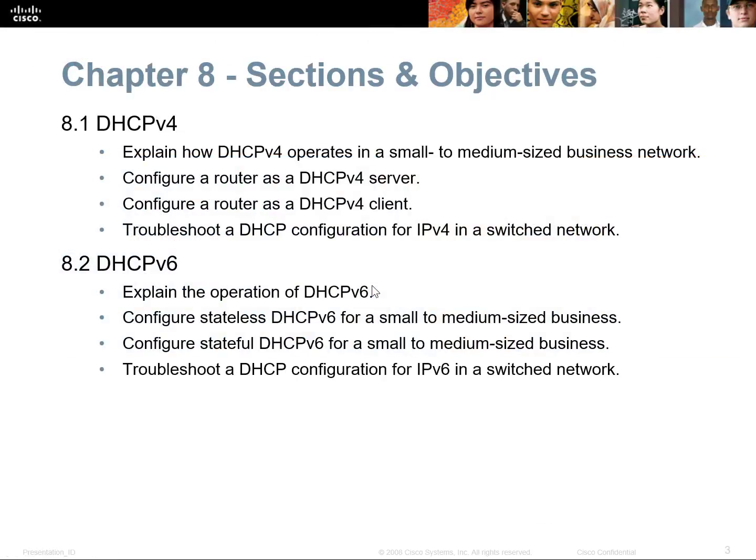Okay, so in Chapter 8, we will cover DHCP for IPv4 and DHCP for IPv6. We'll explain how DHCP operates, how to configure your router, and your router as a client. And then on DHCPv6, they have two different types: stateless and stateful. These are both pretty easy to program. On here, it's only showing you how to do it on a router, but it's pretty similar on a switch, and when you work on the labs, you will see that.